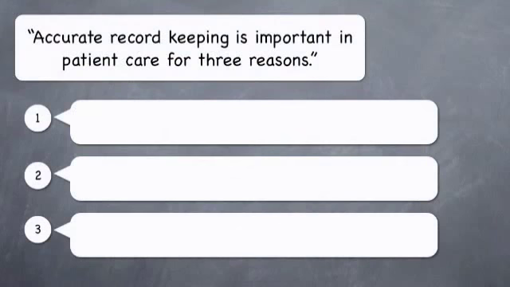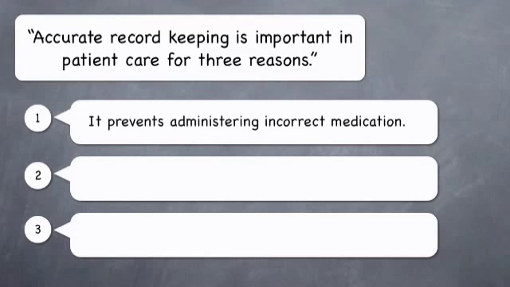And now you see, this is your mind map. Your main point is accurate record keeping is important in patient care for 3 reasons. And now all you have to do is find those 3 reasons. That is your next step. Okay, now it really should be easy. Again, I've never been a medical professional, but here I am. Number 1, it prevents administering incorrect medication. Well, yeah, I think so, right?